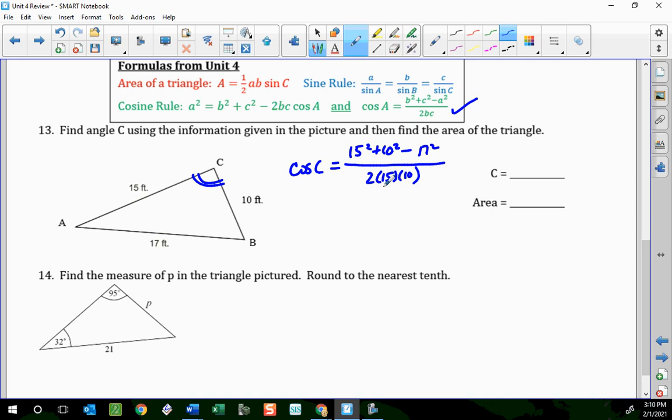Let's go ahead and put that in my calculator. Cosine C: 15 squared plus 10 squared minus 17 squared over 2 times 15 times 10. That comes out to 3/25, so cosine C equals 3/25. Then I have to do inverse cosine to get my angle back, and the inverse cosine of that answer is 83.1 degrees.